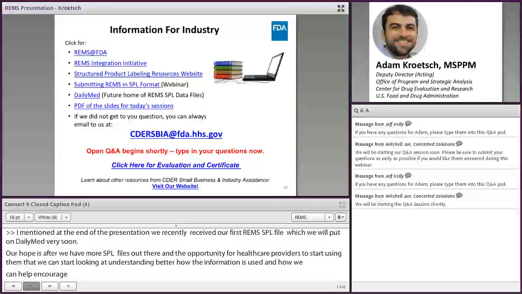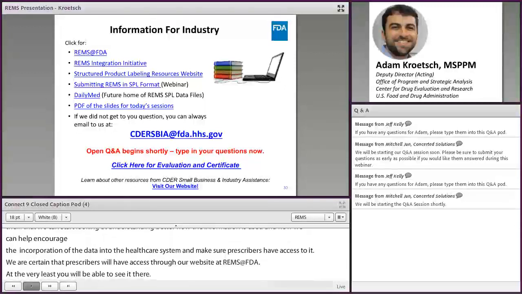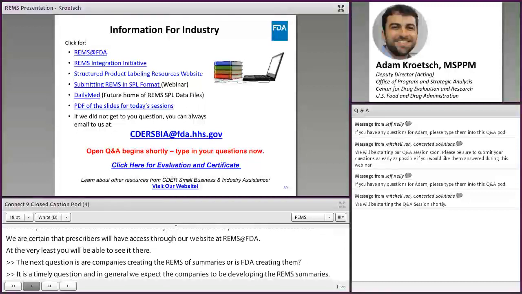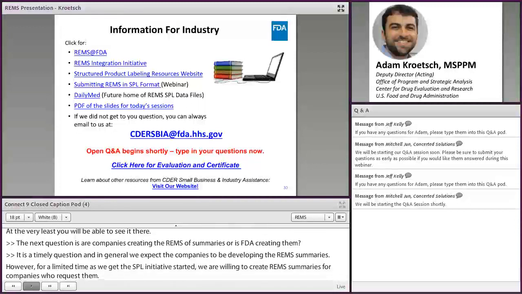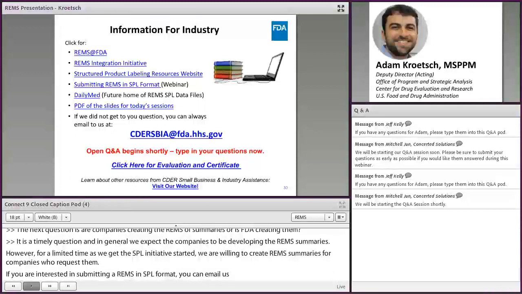The next question. Are companies creating the REMS summaries, or is FDA creating them? It's a timely question. In general, we expect the companies to be developing the REMS summaries. However, for a limited time, as we get the SPL initiative started, we are willing to create REMS summaries for companies who request them. So if you're interested in submitting a REMS in SPL format, and you email us at that FDA REMS website email address, we can provide you with a summary of your REMS. And then again, that is only a limited time offer.